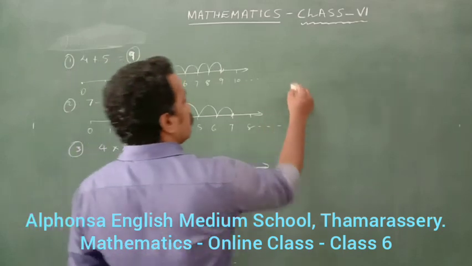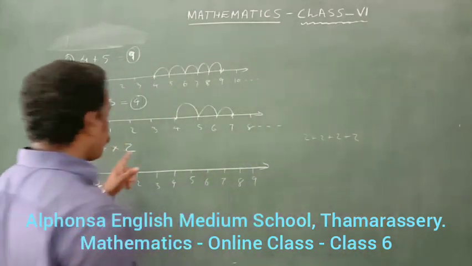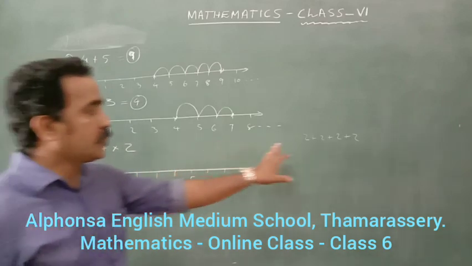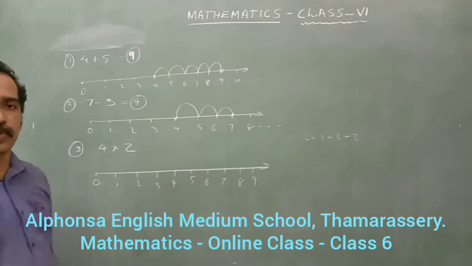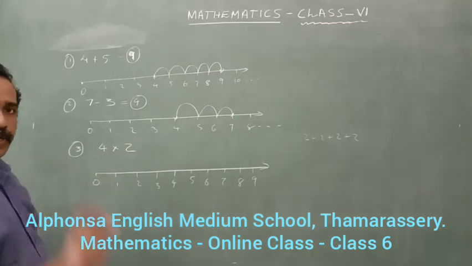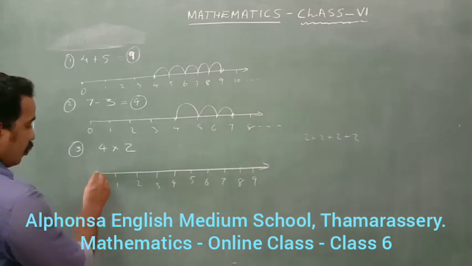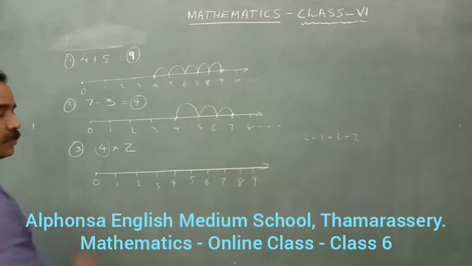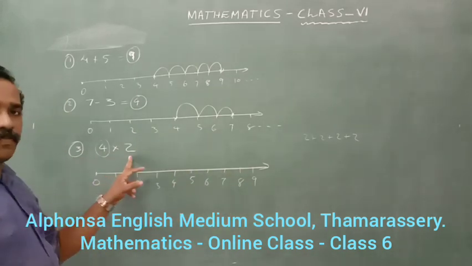That means 2 plus 2 plus 2 plus 2. 4 into 2 means 4 times 2 we have to add. That means take a group of 2. 2 means this. 1, 2. 2 units you have to take as a group. And from 0 make 4 jumps towards right with 2.